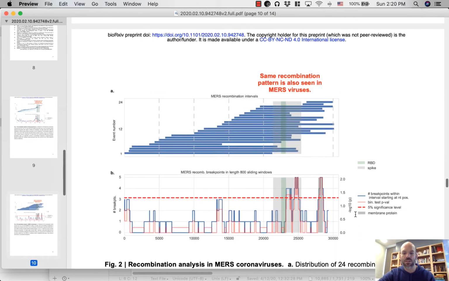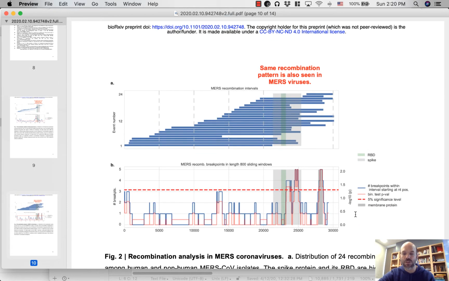They also looked at recombination among MERS viruses. So MERS is a cousin of SARS, still within the beta coronaviruses, but it causes a slightly different disease, and it shows up in a different place in the phylogenetic tree. They don't have as much data from MERS as they have from SARS, but they do have several genomes from both humans and camels.